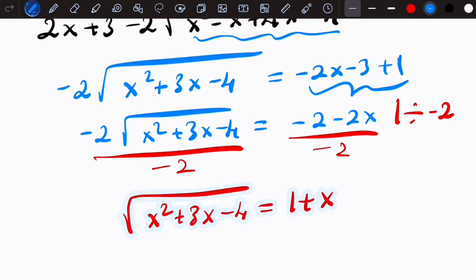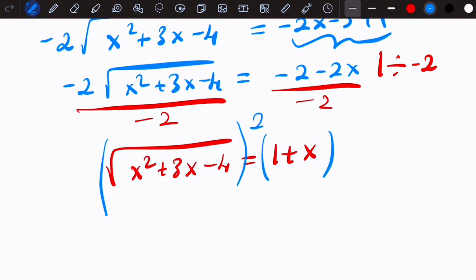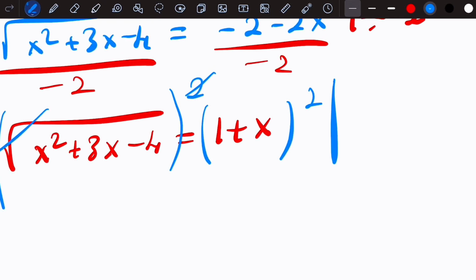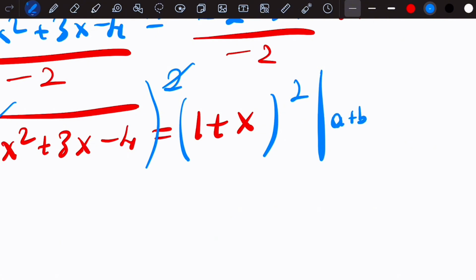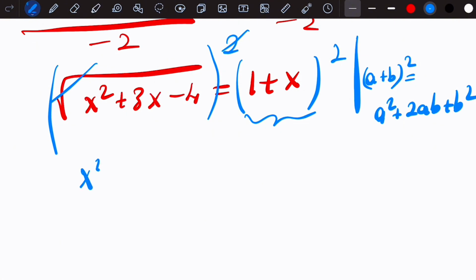Now what can we do next? We will have to get rid of the square root again. Let's square both sides again. If you pay attention, this part will simplify right there. What was the parenthesis squared of a plus b? a squared plus 2 times a times b plus b squared. Then let's apply it right in this part. What will happen? x squared plus 3 times x minus 4 is equal to x squared plus 2x plus 1.